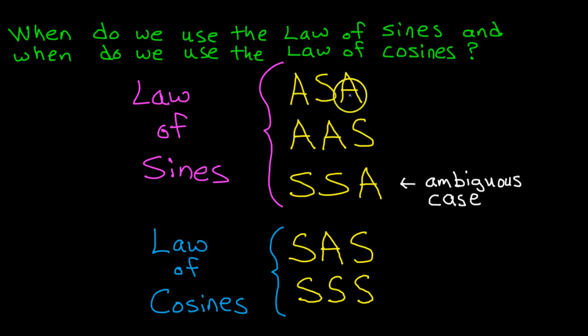If we're given angle, side, angle, angle, angle, side, or side, side, angle, that's when we do the law of sines. If we are given side, angle, side, or side, side, side information, then we do the law of cosines. Keep in mind that side, side, angle is the ambiguous case. So we will do the law of sines, but we have to be careful because there might be two triangles, or there could be one triangle, or there could be no solution.